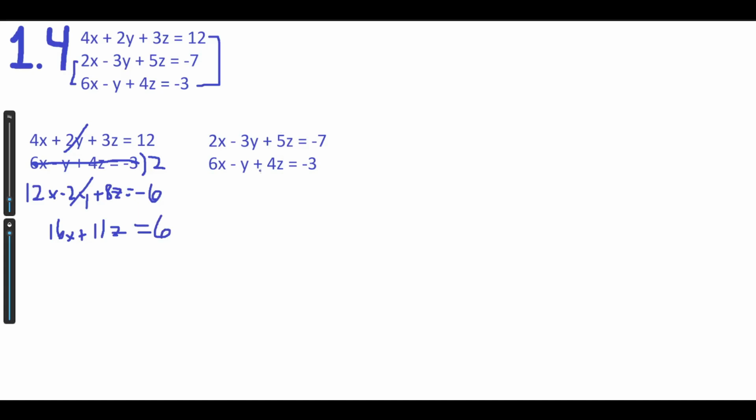Now here, we have to multiply this whole equation by a negative 3. So we get negative 18x plus 3y minus 12z equals 9, because a negative times a negative is a positive. And now we can add down and eliminate these y variables. So 2x plus a negative 18x is a negative 16x.